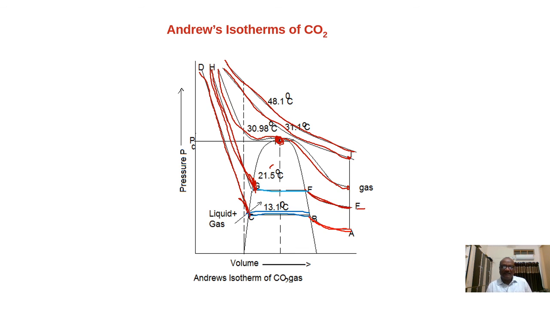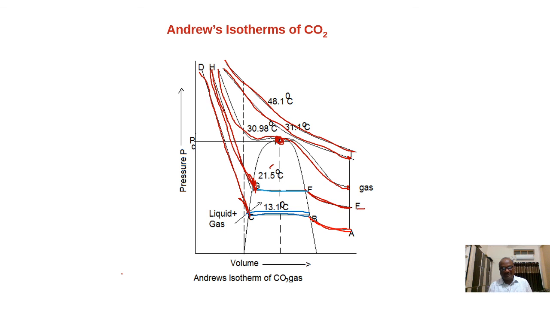How can we define the critical temperature? Critical temperature is a temperature above which the gas cannot be converted into liquid or cannot be liquefied by applying pressure. That temperature is called critical temperature. What is the critical temperature of carbon dioxide? It is 30.98 degrees centigrade.